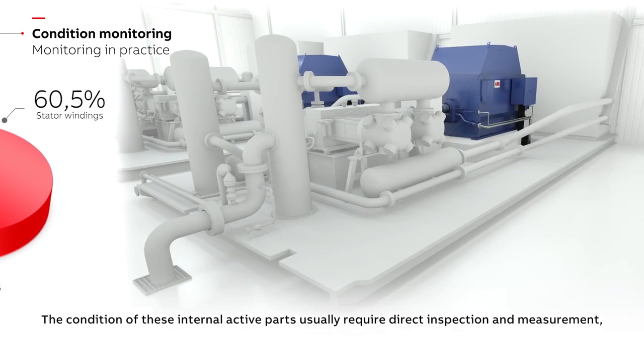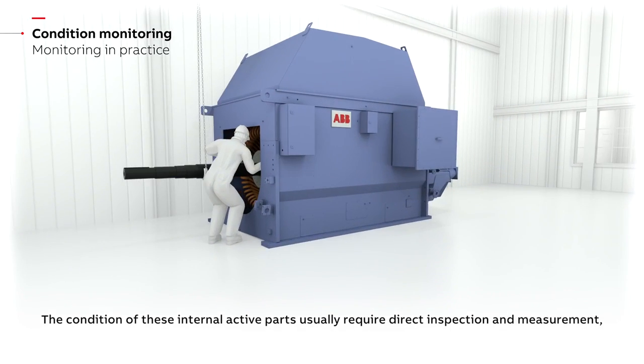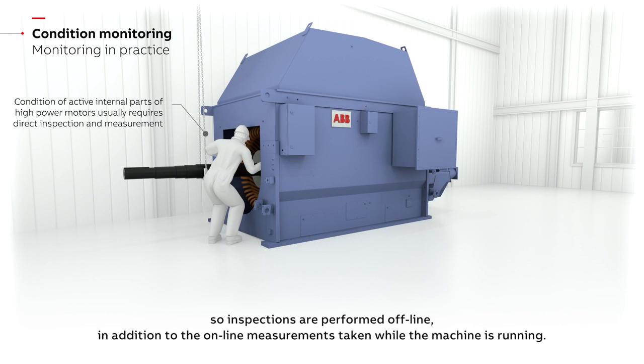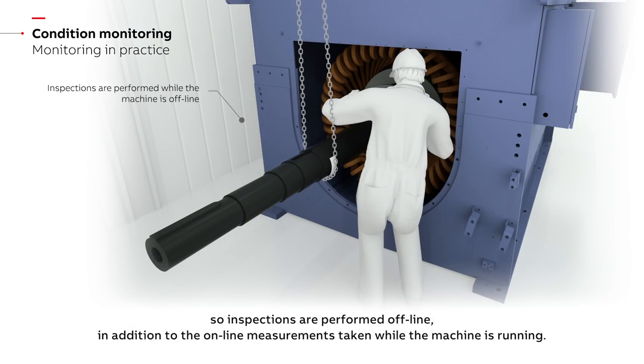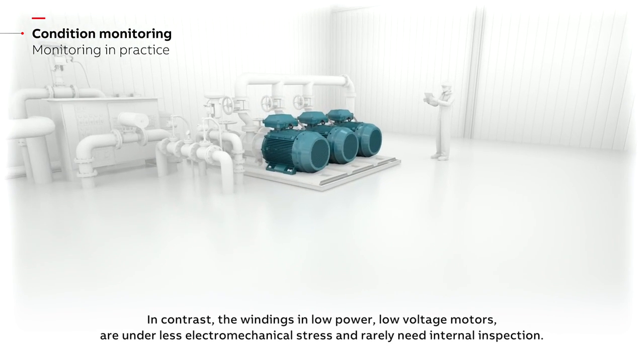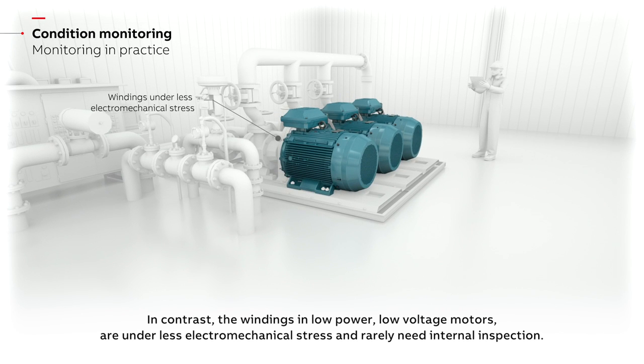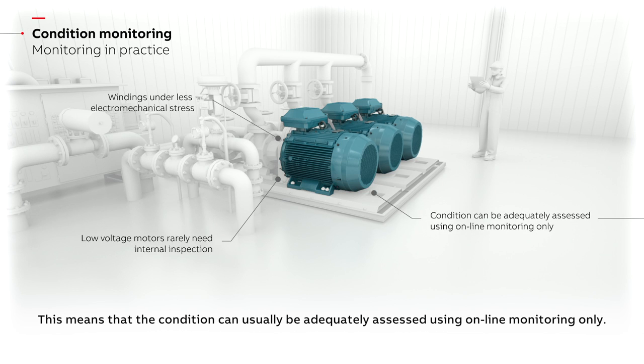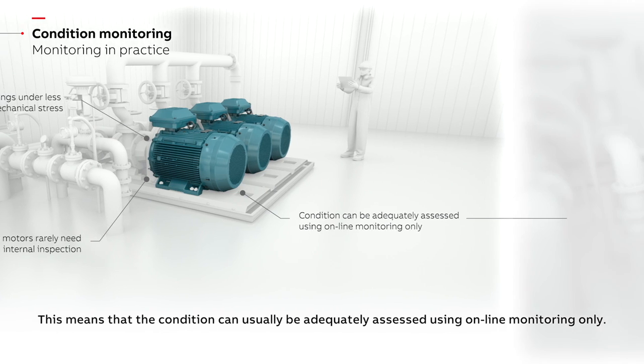The condition of these internal active parts usually requires direct inspection and measurement, so inspections are performed offline, in addition to the online measurements taken while the machine is running. We'll take a deeper look into the on- and offline measurements used for condition monitoring high-power motors in the next module. In contrast, the windings in low-power, low-voltage motors are under less electromechanical stress and rarely need internal inspection. This means that the condition can usually be adequately assessed using online monitoring only.